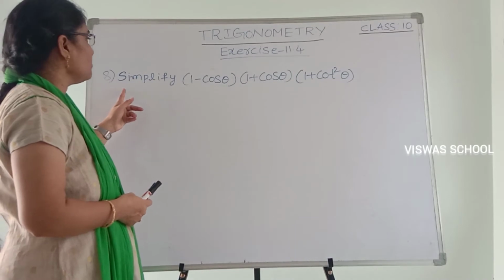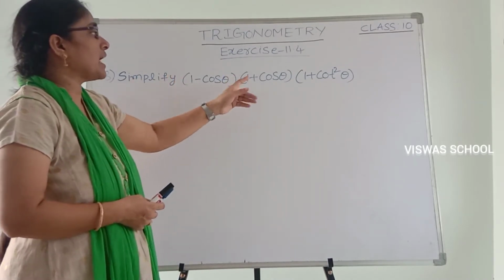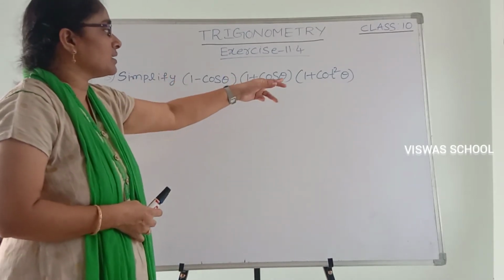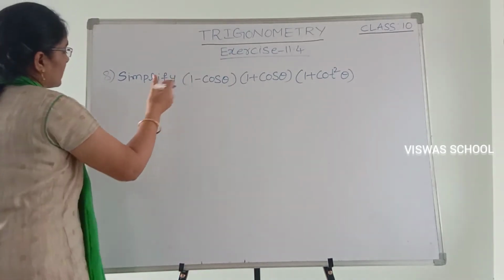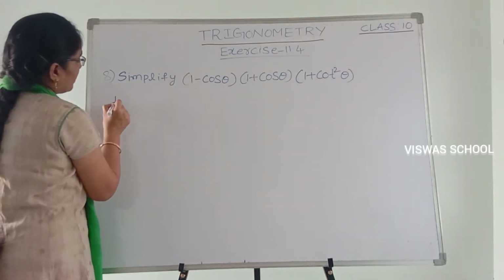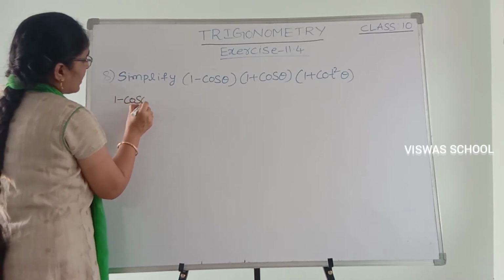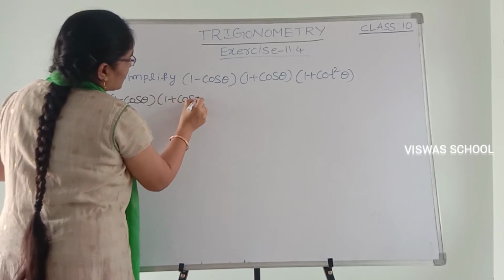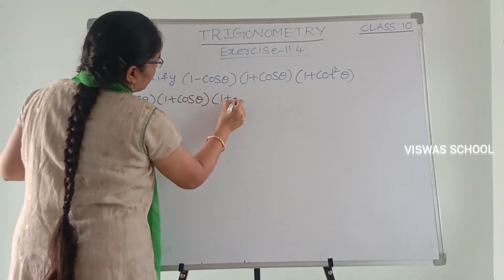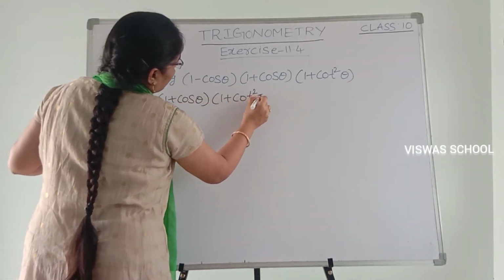Next, 8th problem. Simplify (1 minus cos theta) into (1 plus cos theta) into (1 plus cot square theta). For simplifying this one, the given value is (1 minus cos theta) into (1 plus cos theta) into (1 plus cot square theta).